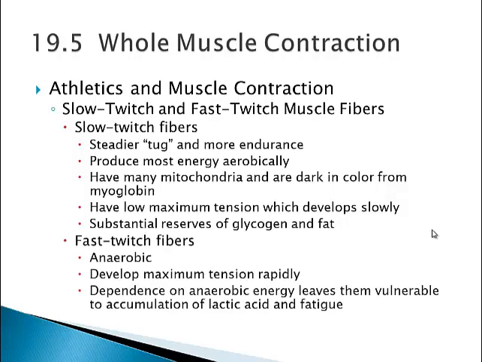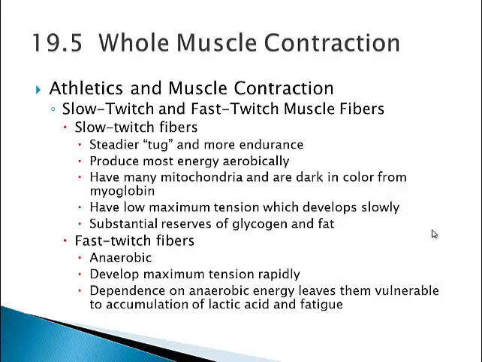Fast twitch muscle fibers are anaerobic fibers. They develop their maximum tension very rapidly, and these are going to be designed for strength. They provide explosions of energy. They're helpful for sprinting, weightlifting, golfing, or throwing a shot. Some activity only needs a burst of energy and then a rest period.